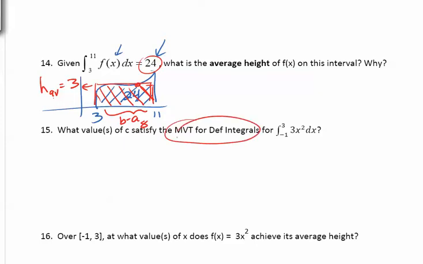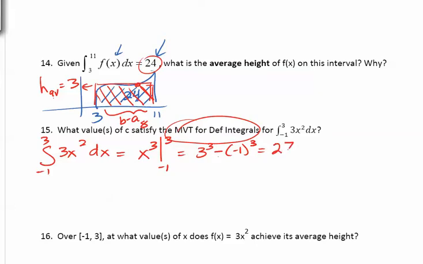MVT for definite integrals. So here we have to do one algebraically. So let's do our fundamental theorem. We know the antiderivative of 3x squared is x cubed. Evaluate from negative 1 to 3, and we'll have 3 cubed minus negative 1 cubed. 27 minus, let's try that again, 27 minus a negative 1. So we'll come up with 28.